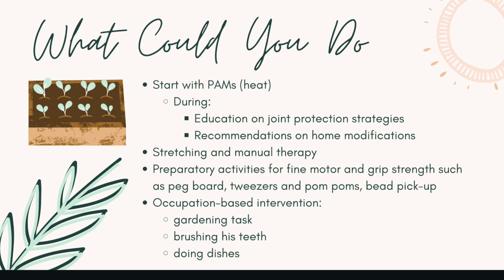Next, we will do some preparatory activities to work on fine motor and grip strength, such as a pegboard, using tweezers and pom-poms, and a pony bead pickup activity. After all of this has been completed, we will move into our occupation-based intervention. This could include a gardening task, brushing his teeth, or doing dishes. We chose to focus on a gardening task. This activity is working on grip strength in a meaningful functional occupation for the client.